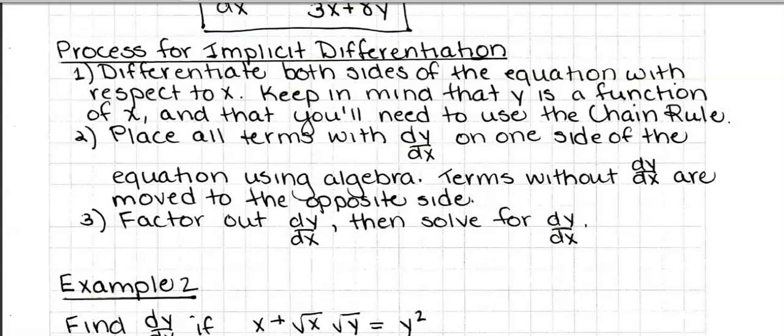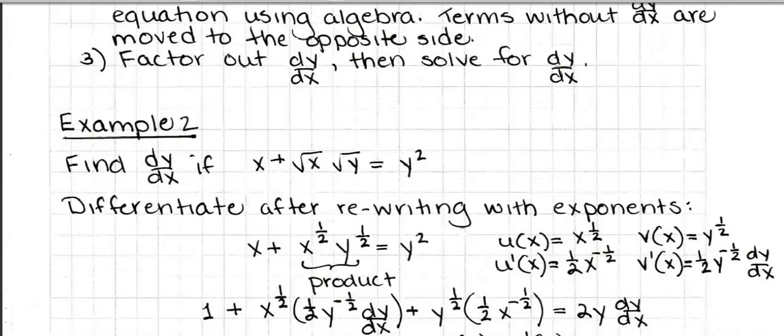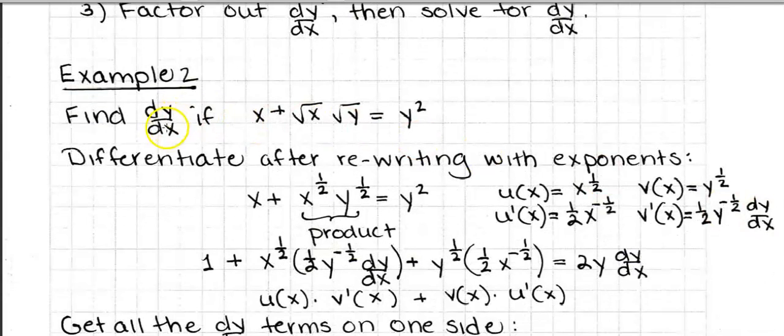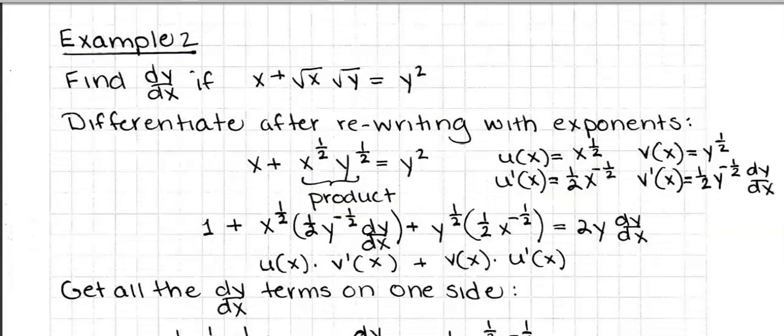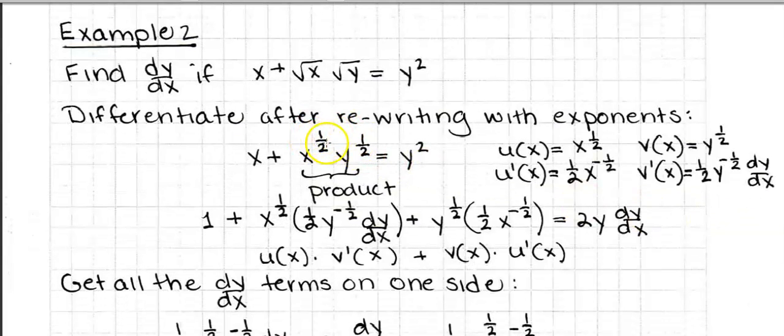Let's look at some more examples. Here, we want to find dy/dx, and you can see this would also be a difficult equation to solve for y, so we're going to differentiate implicitly. Before we do that, though, we're going to rewrite this to express the square root term with exponents. The reason we do that is it's much easier to use the product rule for differentiation when you have exponents.